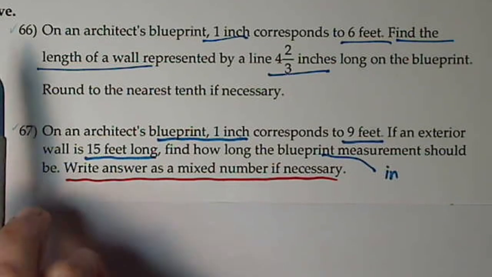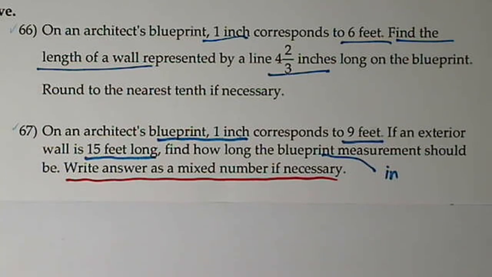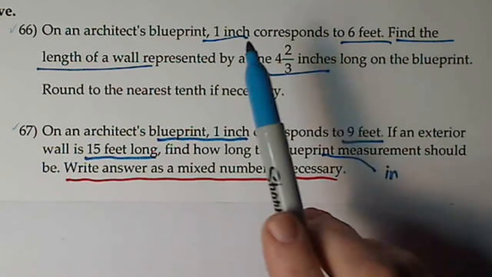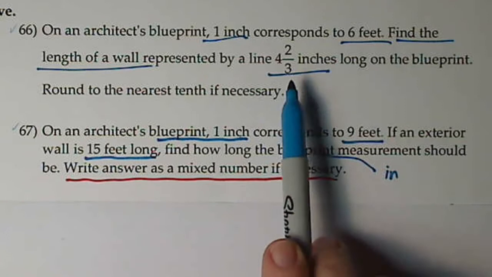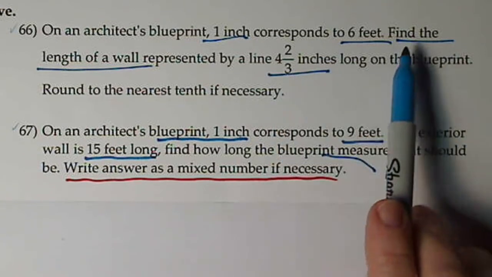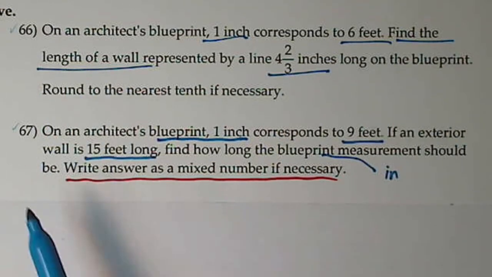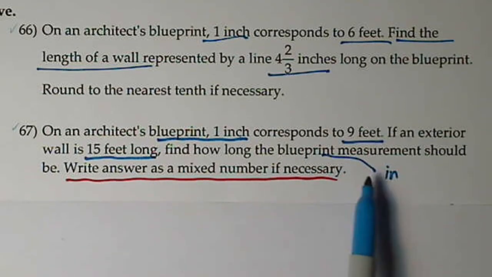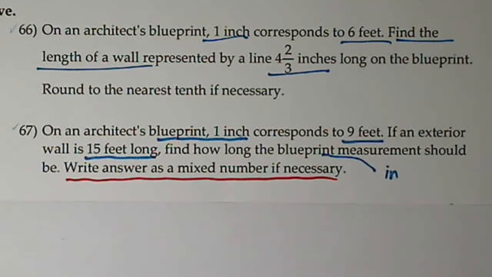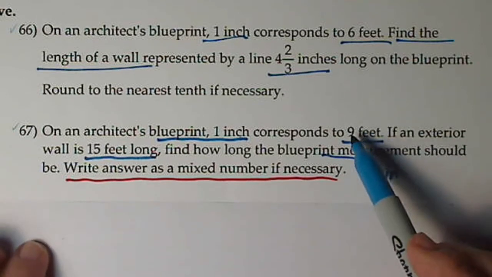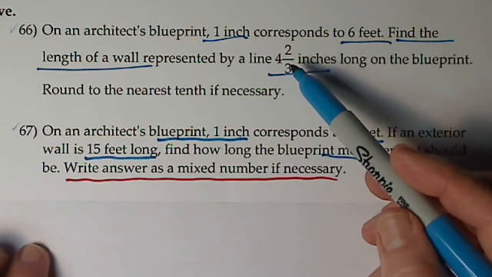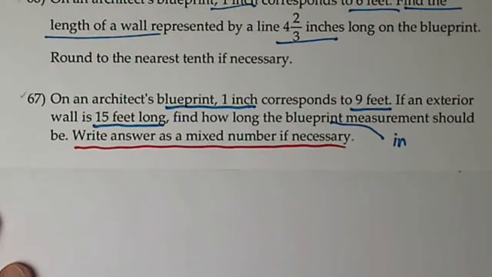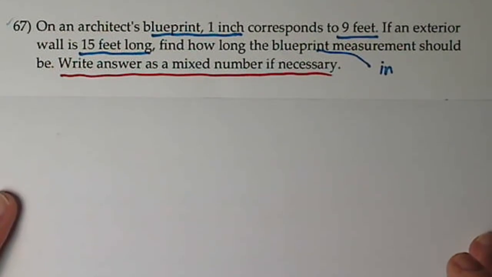With problems number 66 and 67, we're essentially asked the same sort of question. Notice you're given three values and you're asked to find the fourth. But number 67, they've given us integers, whereas 66 we have a mixed number. So I think it'll be a little easier to see 67 first.